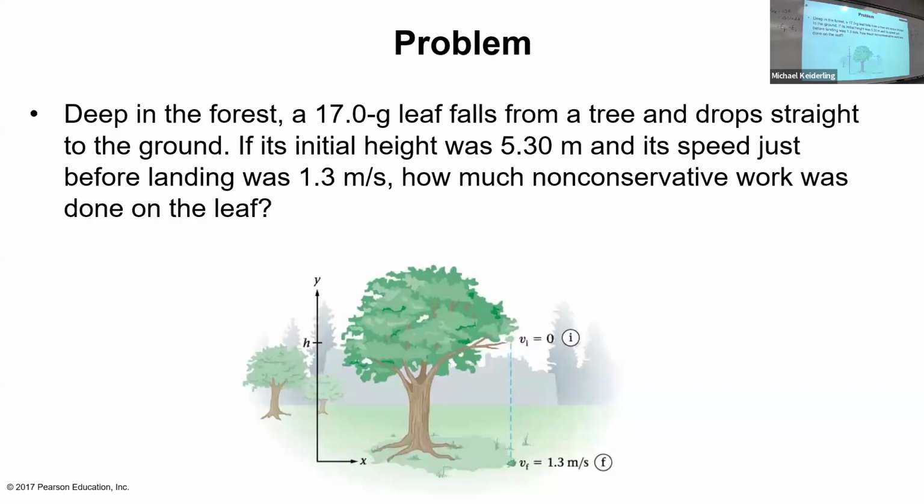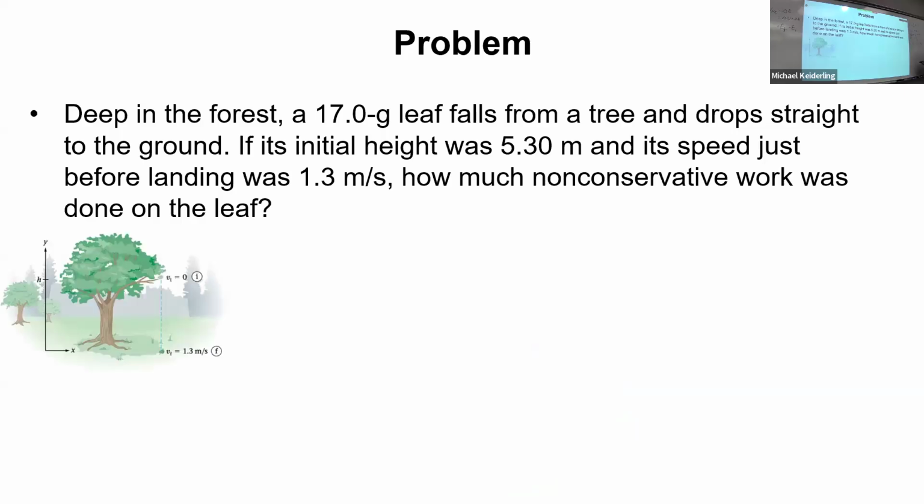So all we need to do is find the final energy and the initial energy and take the difference. So our initial velocity is 0. Our mass is 0.017 kilogram. Our initial height is 5.3 meters. Our final velocity is 1.3 meters per second. Our final height is 0.